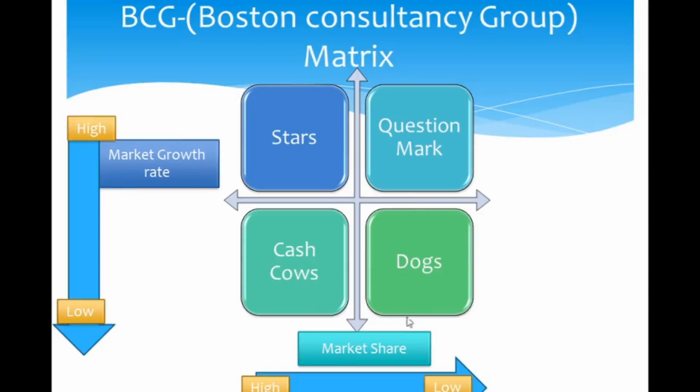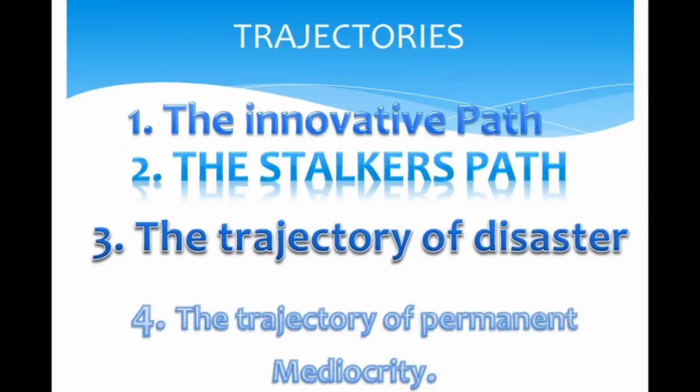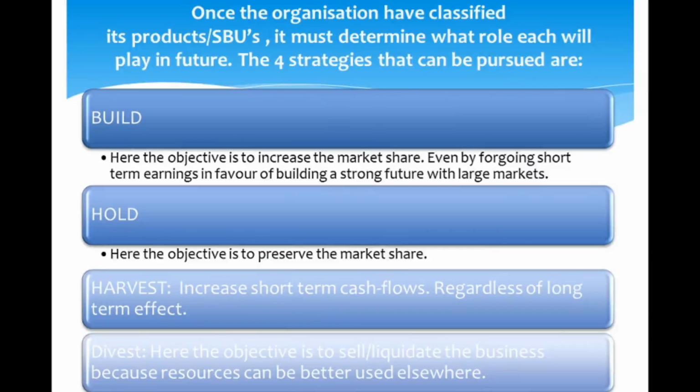Now, divest is mostly used in the case of dogs, all the business units and the product lines which fall under the dog quadrant. Basically, you use divest because instead of investing more and more into those companies or those products which fall under dogs, you can just liquidate and sell them off and use the money for question marks, stars or cash cows where you are getting good returns. So these are the four strategies which can be used to take decisions with respect to corporate level strategy.